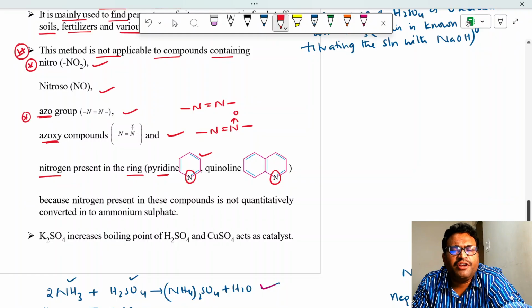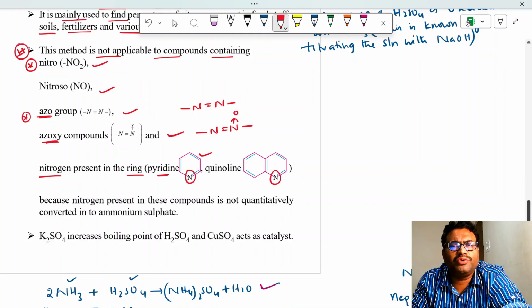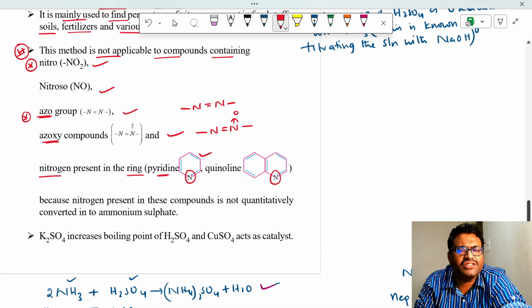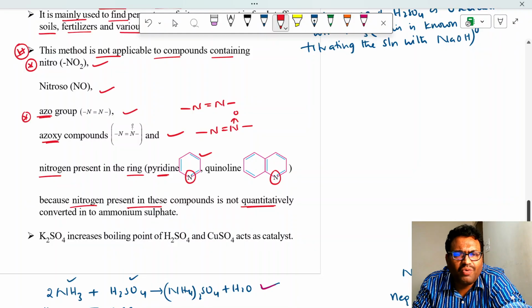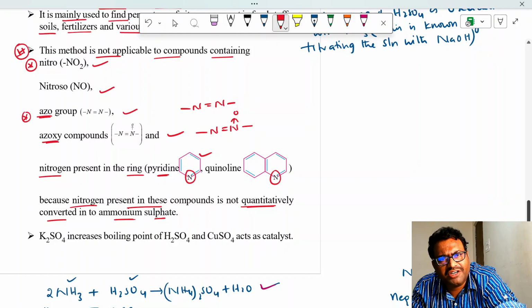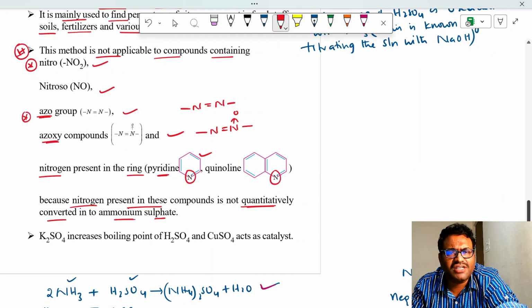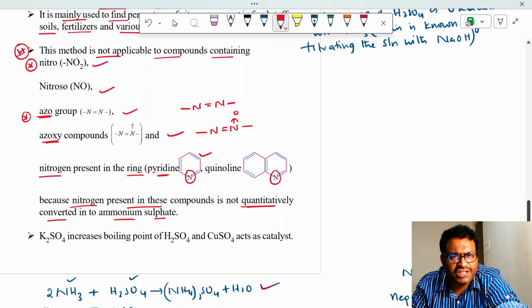Why can you not find it? Because when you are trying to calculate the amount of nitrogen present in these organic compounds, the nitrogen is not quantitatively converted into ammonium sulfate initially. In the first step of the Kjeldahl method, when you heat the organic compound with K2SO4 and CuSO4, it is converted into ammonium sulfate. In these compounds nitrogen is not converted into ammonium sulfate, so how can you calculate by the Kjeldahl method? It's not possible.